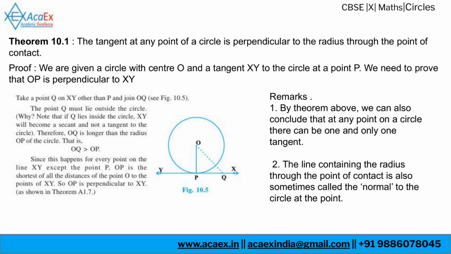Because Q is outside the circle, the distance OQ is longer than the radius OP. Since this is true for every point on the line XY except for P, the radius OP is the shortest distance from the center O to the line XY. Therefore, OP must be perpendicular to XY.